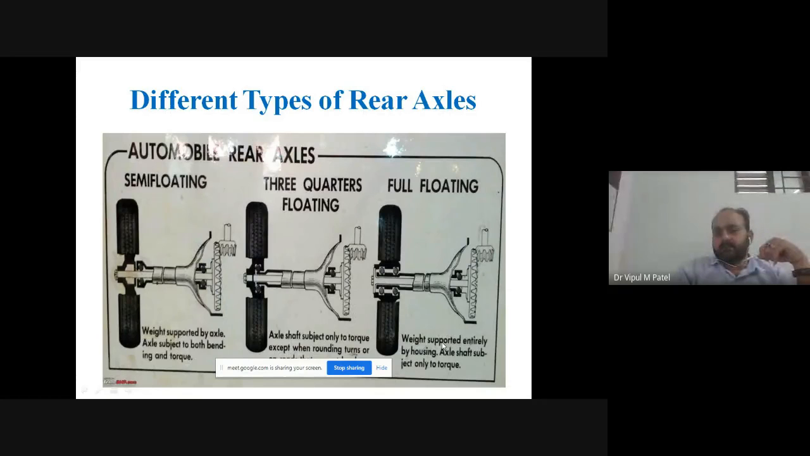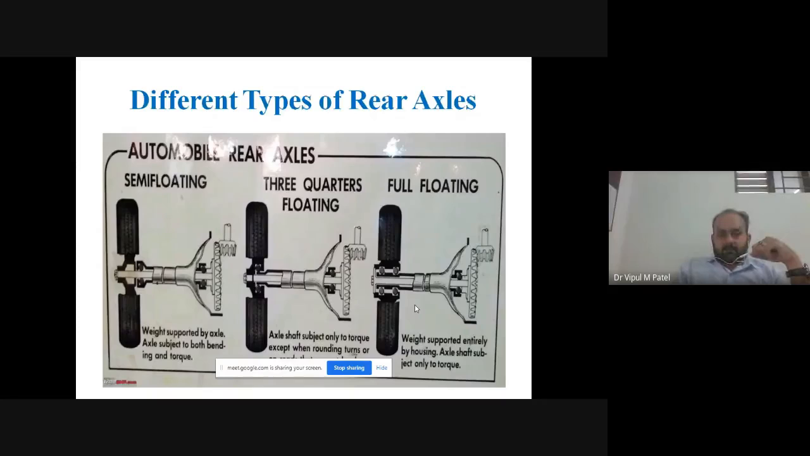Over here in the full floating, you can see that the weight is supported entirely by the wheel housing. The axle shaft is subjected to only torque. So we can transmit the power through the structure to the wheel. This is the major difference between the full floating and semi floating axles, right? So this is the difference between these three types of rear axles: semi floating, 3/4 floating, and full floating axles, right?